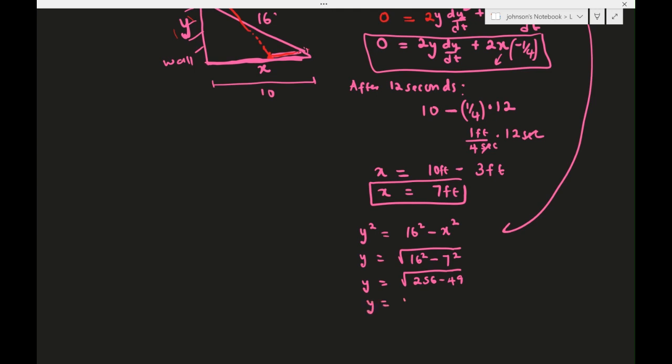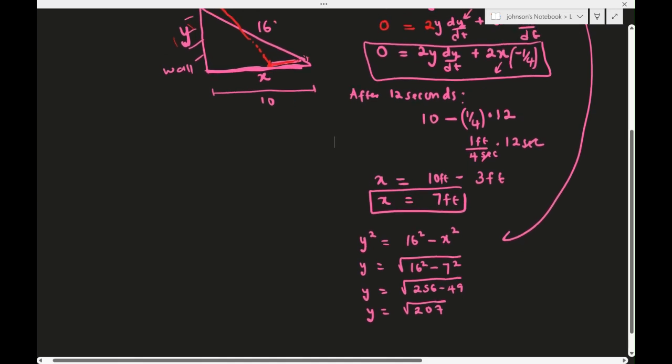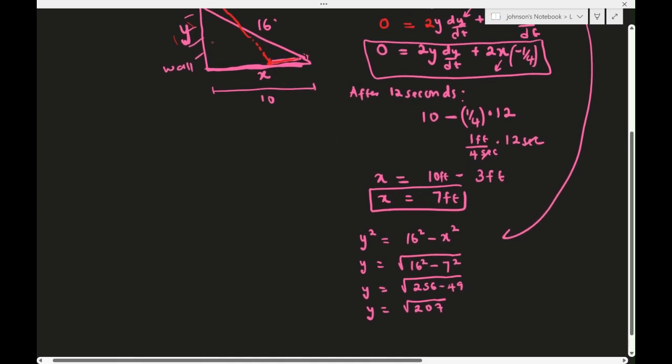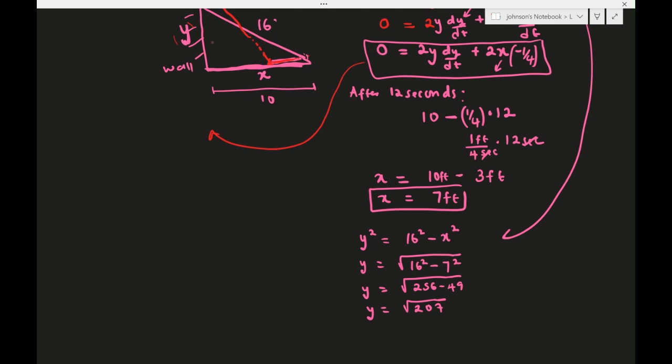So our y is around, I think, root of 207, right? Okay, now we are almost done. So let me change to the red pen. Okay, now I will come back to this equation here and start plugging things in.